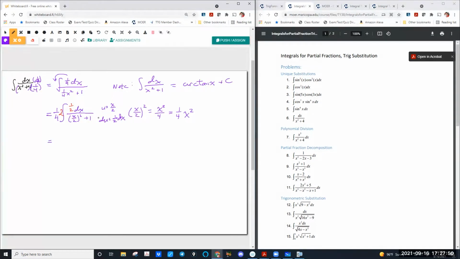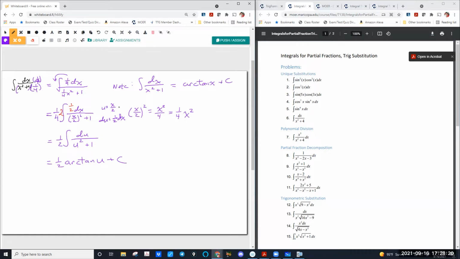So now I can make my substitution. We can multiply these together. 2 over 4 is 1/2. 1/2 dx is du. And this is u squared plus 1. This is arctan. So I get 1/2 arctan of u plus c.